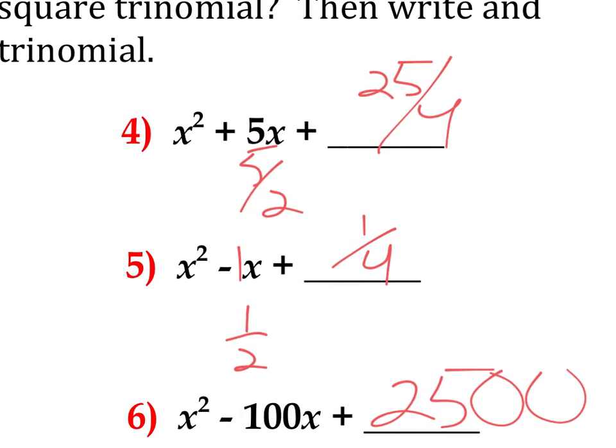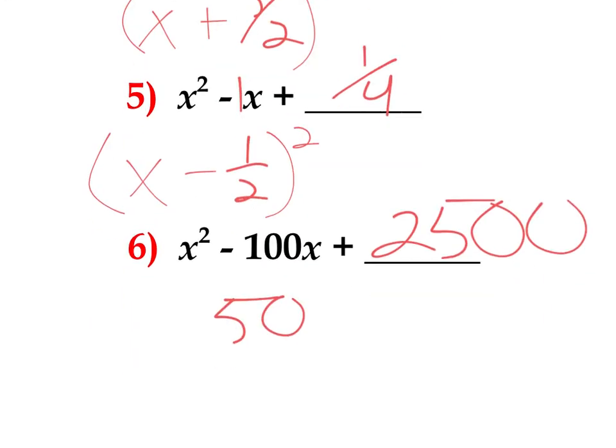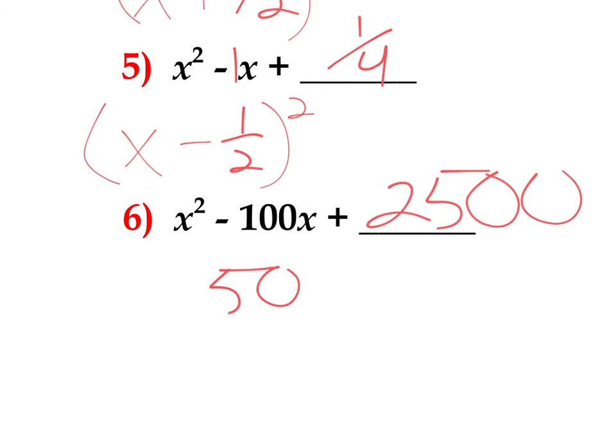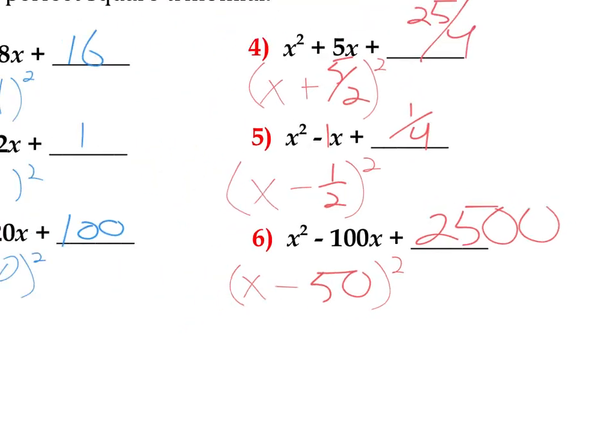Number 4, cool, I already wrote this down. We chopped 5 in half to get 5 halves, so this would just be x plus 5 halves, quantity squared. Number 5 would be x minus 1 half, quantity squared, because again, 1 chopped in half is 1 half. We squared that to get 1/4. And last, this would be x minus 50, quantity squared.